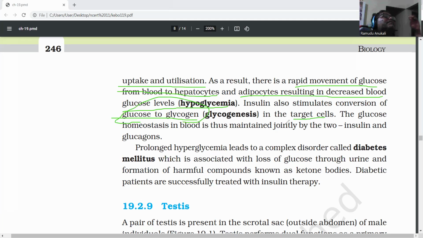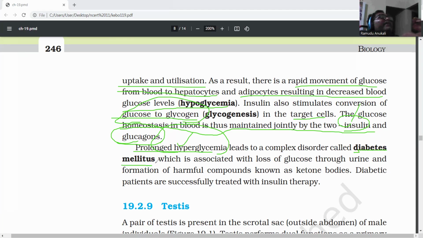The glucose homeostasis in blood is thus maintained jointly by insulin and glucagon. Insulin converts the excessive glucose into glycogen. Glucagon converts the glycogen into glucose whenever the glucose level in our body decreases. Prolonged hyperglycemia leads to a complex disorder called diabetes mellitus. The glucose level increases if the insulin hormone is secreted insufficiently or in low quantity. Hyper means more, glycemia means glucose. If the glucose level increases in the blood, that is called diabetes mellitus.